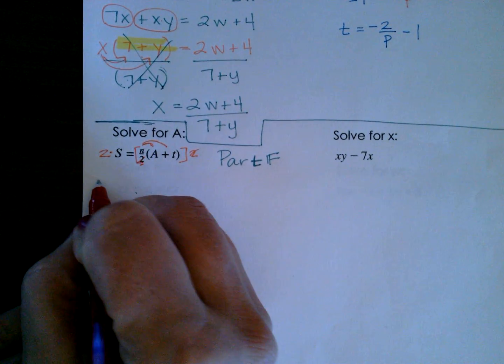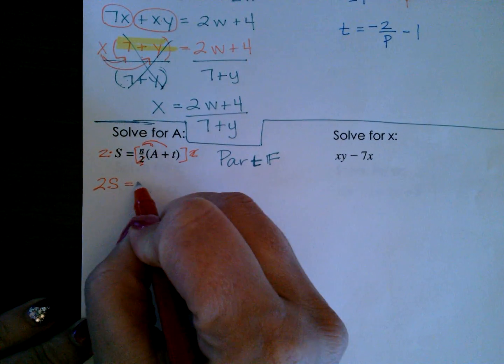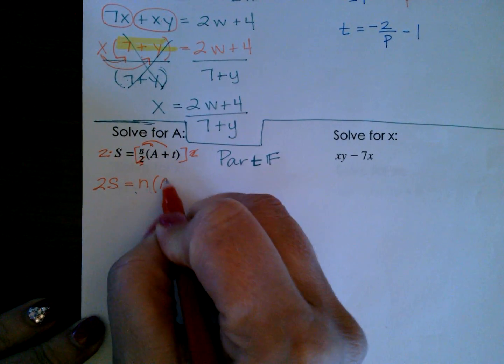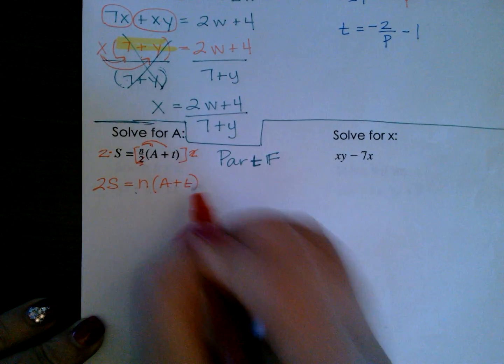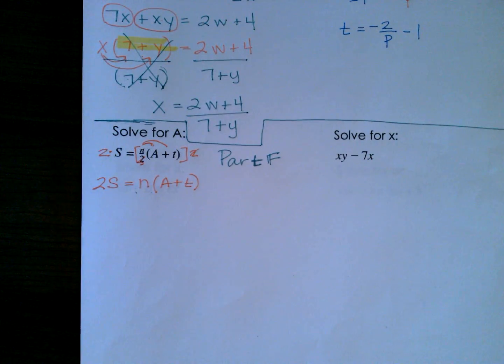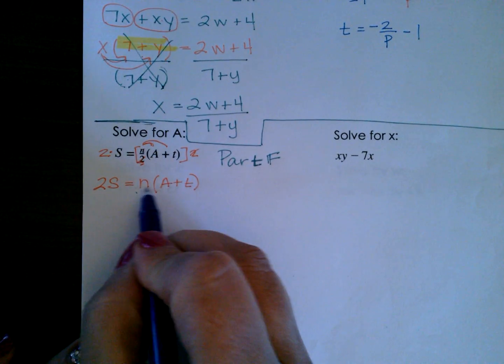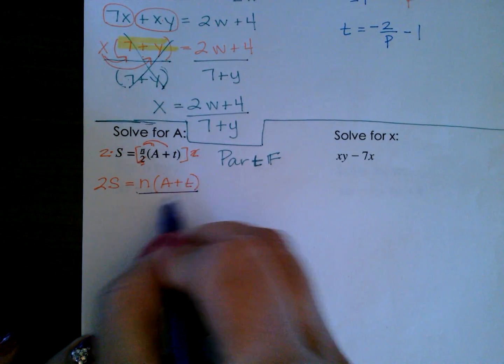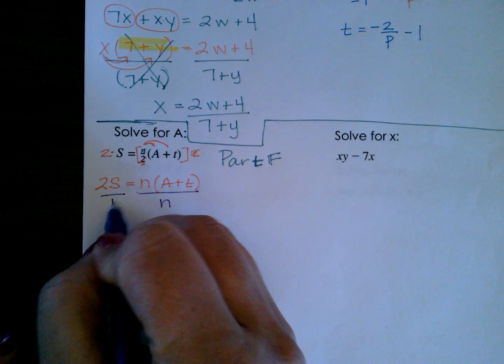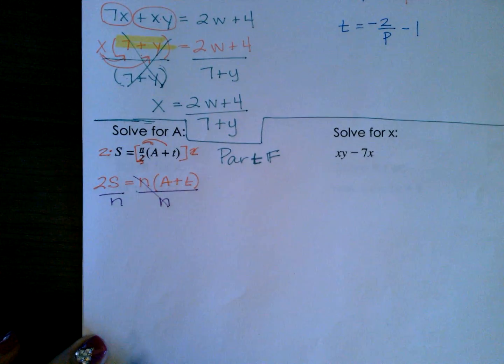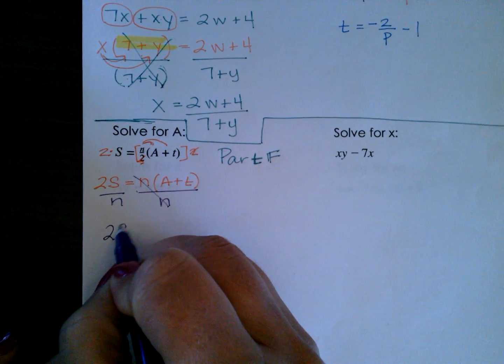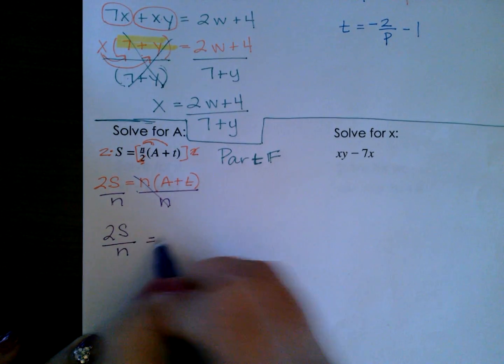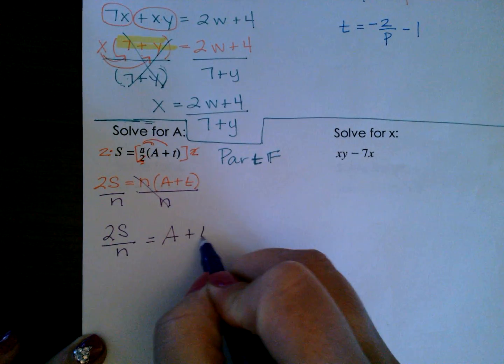I would end with 2s equals n times the group a plus t. I cannot break apart the group. A letter or a variable written next to parentheses is multiplication. Therefore, I will divide. Now I have 2s over n equals a plus t.